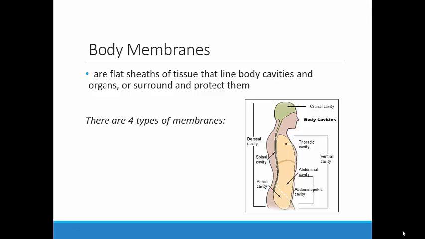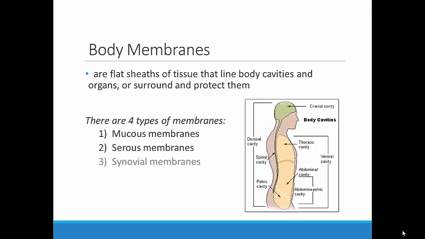Now that you know about the body cavities found in the body, it is important to understand a little about the function of body membranes. Body membranes are tissues that can be found lining the inside of body cavities and also surrounding the organs. Their job involves protecting and sometimes lubricating the organs. There are four types of body membranes: mucous membranes, serous membranes, synovial membranes, and the meninges.